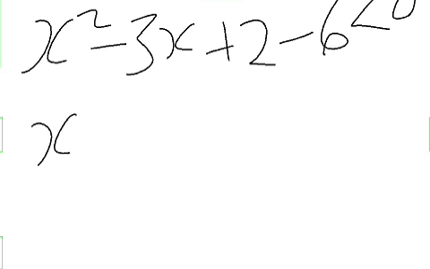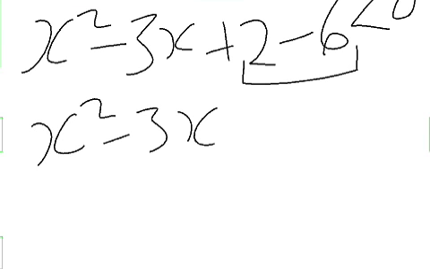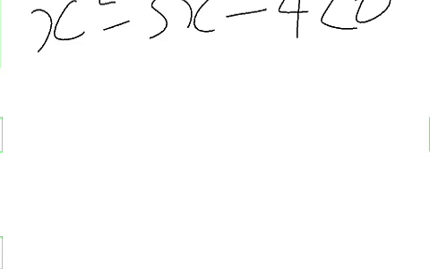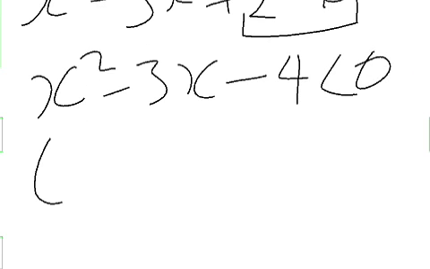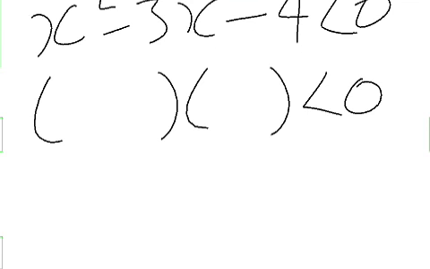Now we'll bring this down, minus 2 minus 3x. This here is like terms. 2 minus 6 will be minus 4, less than 0. Now what we can do is open up two brackets, bring down the inequality sign, and 0.